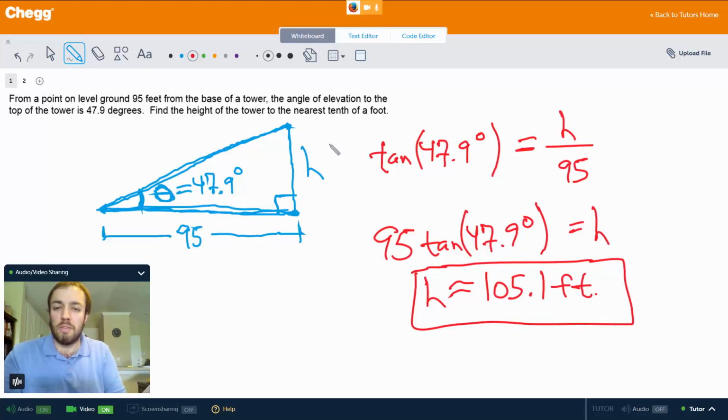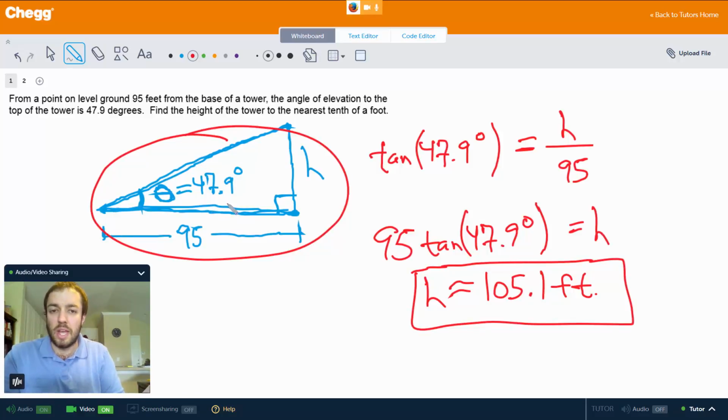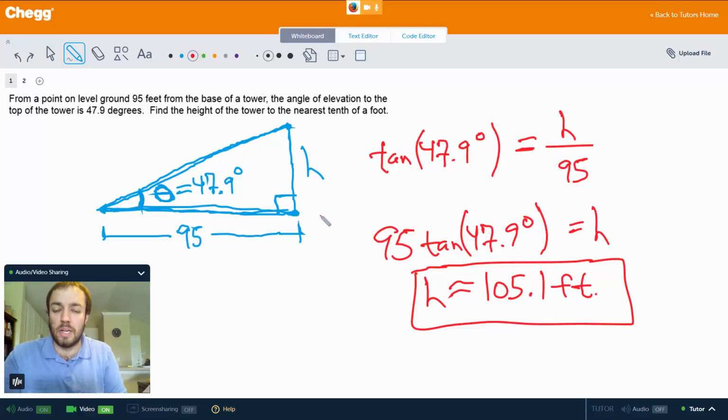Problems involving angle of elevation usually come down to just right triangle scenarios and remembering tangents or sines or cosines and things like that. So this has been an example of angle of elevation and using right triangle trigonometry to find the height of a tower.